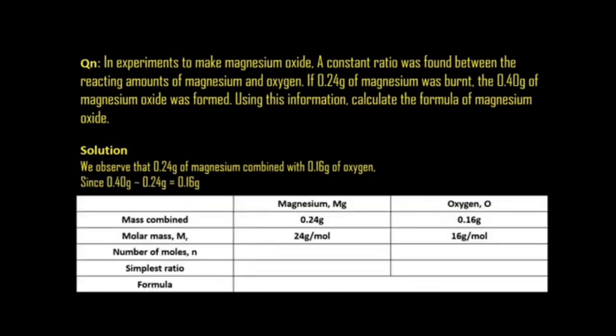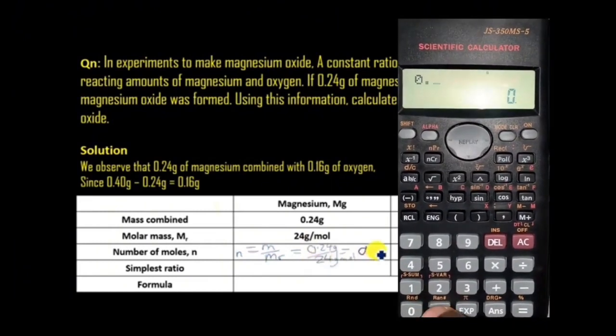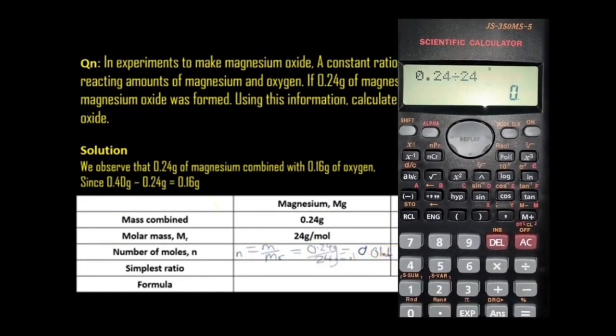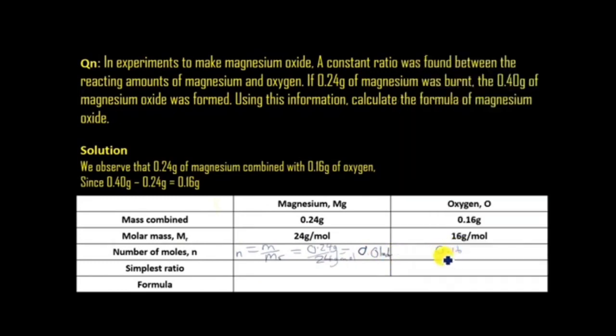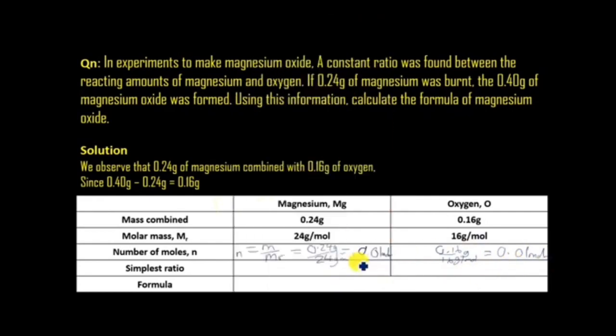Now we need to calculate the number of moles. Number of moles N equals M over MR, which is mass, which we have here, 0.24 divided by 24. Since this is grams, this is grams per mole, we are going to use a calculator. 0.24 divided by 24 gives us 0.01 moles. These are now moles. And again here, 0.16 divided by 16, this is grams per mole, it's going to give us 0.01 moles.